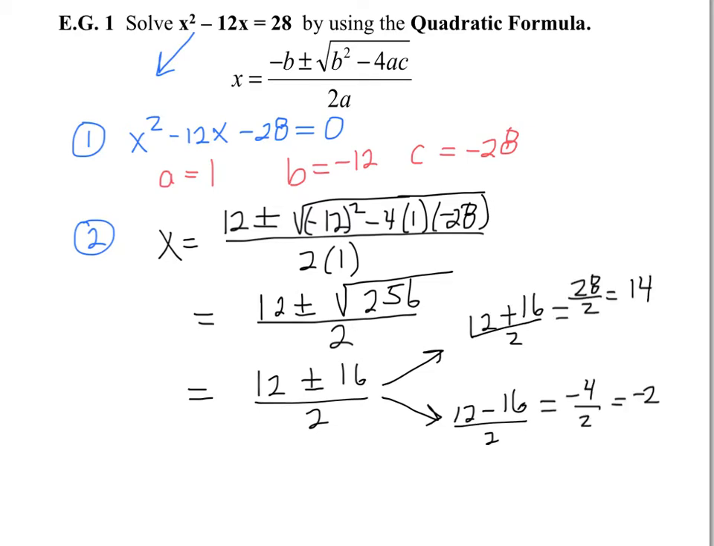So just make sure that you always simplify the top before you divide, because you have to make this part smaller before you do the division. You get 28 over 2, which is 14, and 12 minus 16 is negative 4 over 2, which is negative 2. And then to write your solutions, you've got 14 comma 0, because that's your x value, and then your y is always 0, negative 2, 0.